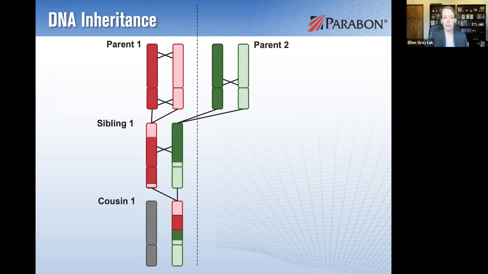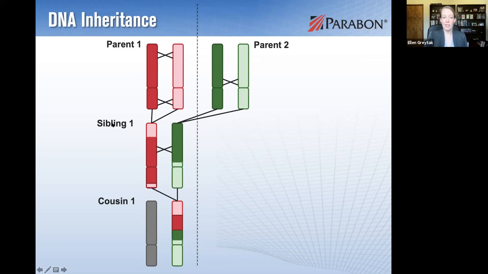So here's what that looks like. DNA is inherited from parent to child in this fashion. So this is a simplified example where we have two parents. Parent one has a dark red and a light red chromosome. Parent two has a dark green and a light green. When they have a child, they don't pass down intact versions of their chromosomes. Each of their chromosomes undergoes recombination and they pass on a random combination of their own DNA. So this person, their child, inherits this combination of parent one's DNA and this different combination of parent two's DNA.